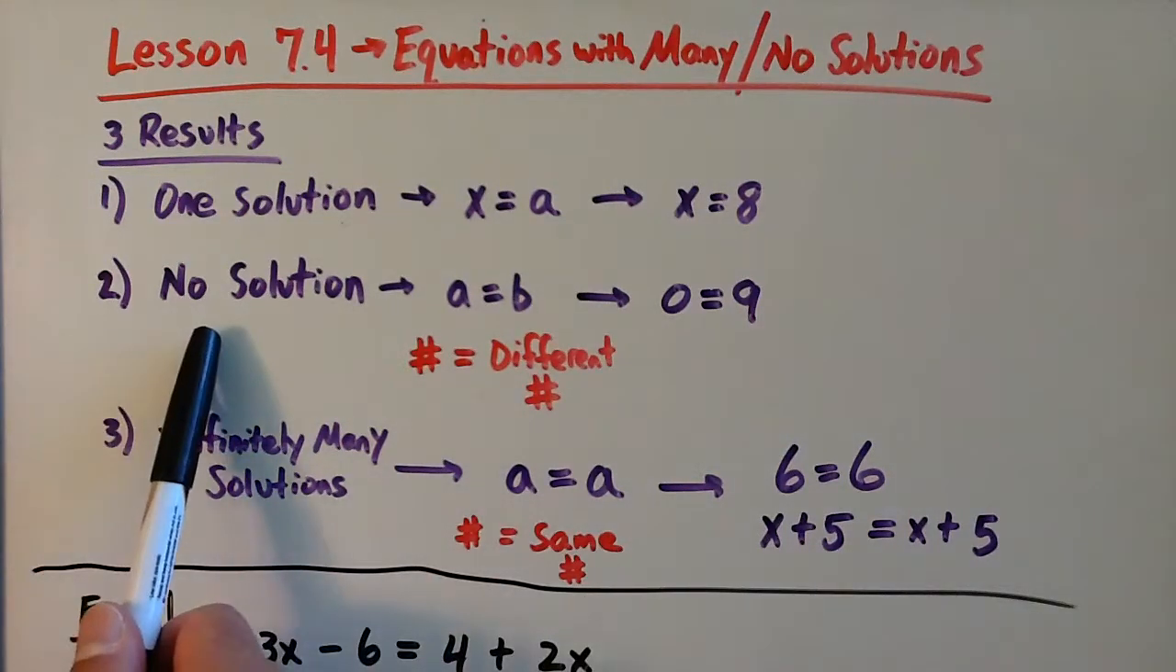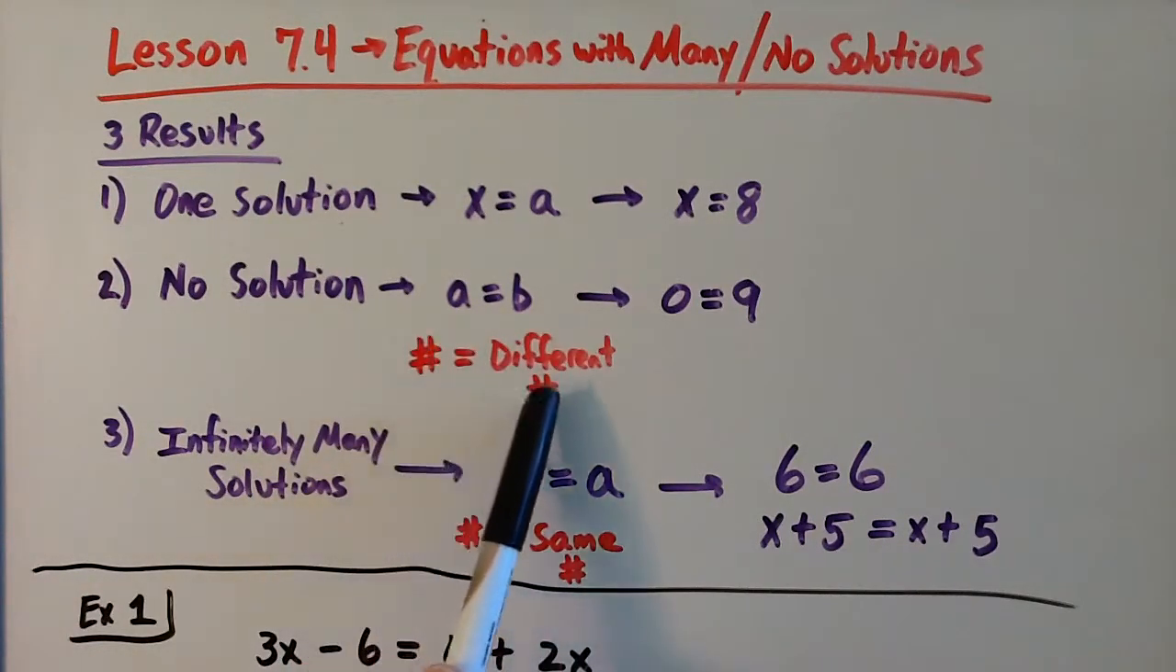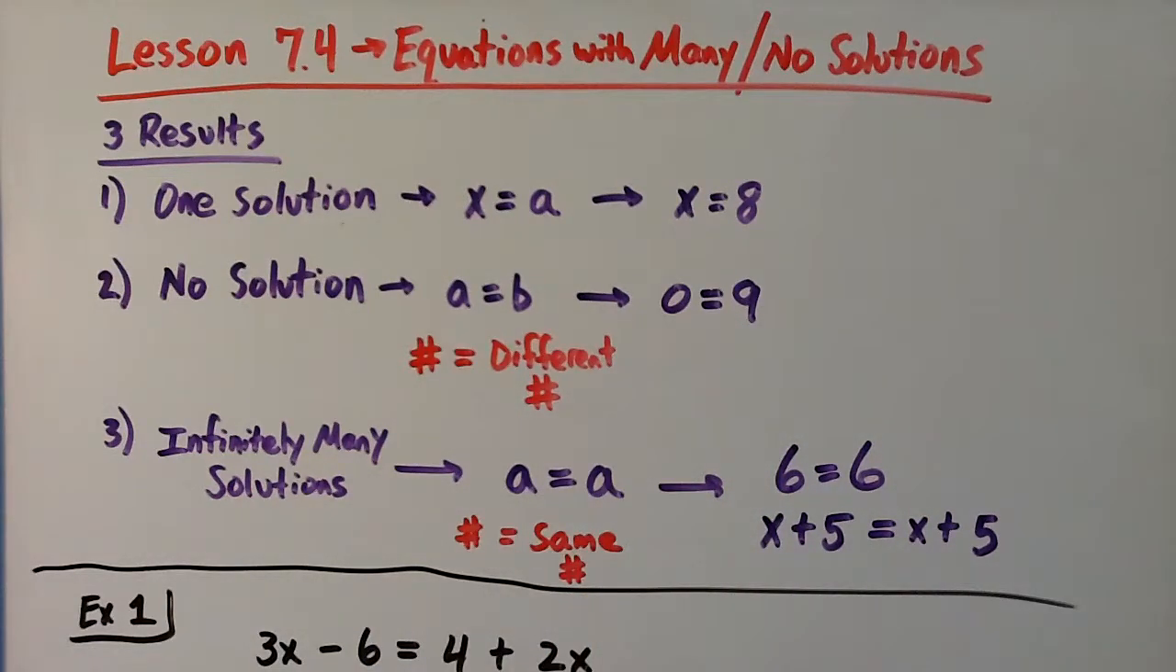The second possible result could be no solutions. If a equals b, or some number equals some different number, like if we had 0 equals 9, this would be an equation that would have no solution. The third possible result, you could have infinitely many solutions. You could have a equals a, or some number equal the same number, like you could have 6 equals 6, or some expression equal to the same expression, like x plus 5 equal x plus 5. If you get that for that equation, that would be an equation with infinitely many solutions.